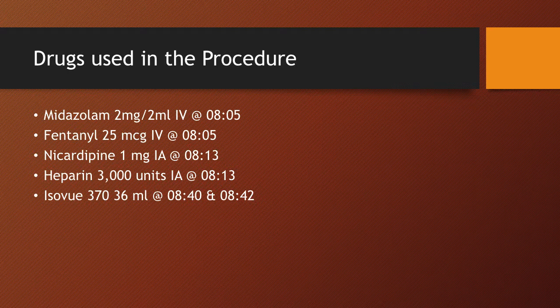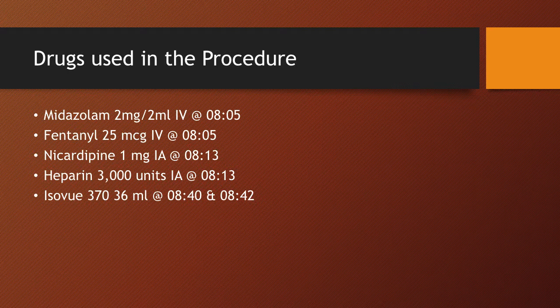And if you notice that the midazolam and fentanyl was IV, and the rest, with the exception of the Isovo, those were intra-arterial. So the nicardipine was intra-arterial, to reduce hypertensiveness of the arteries, and heparin, of course, that's for the blood. And that was also used intra-arterially, I guess, to prevent any clot forming while they're doing the procedure.